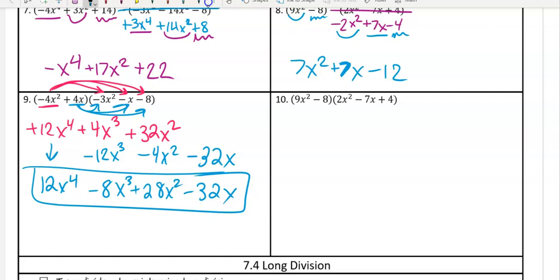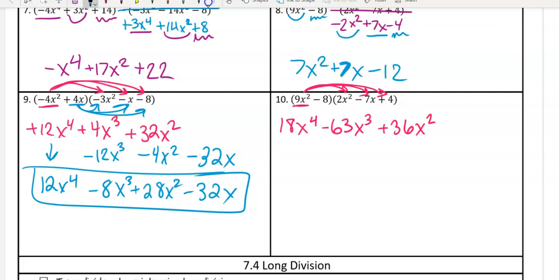Woo! All right. Number 10, doing the same thing, starting with our first term and distributing it. So 9x squared times 2x squared is going to be 9 times 2, so 18. X squared and x squared is x to the 4. 9x squared times negative 7x. Well, 9 times negative 7 is going to give us 63. So negative 63x to the 3. And then 9x squared times 4. Well, 9 times 4 is 36, keeping that x squared.